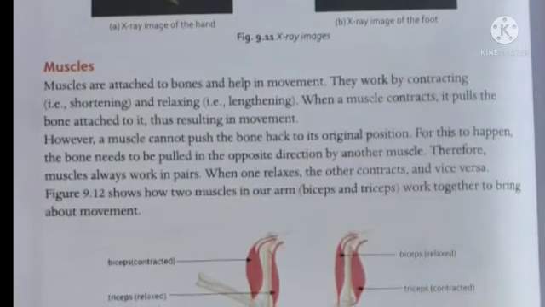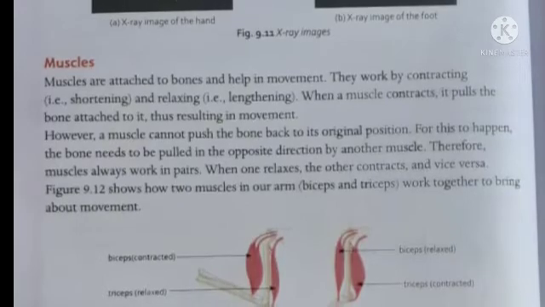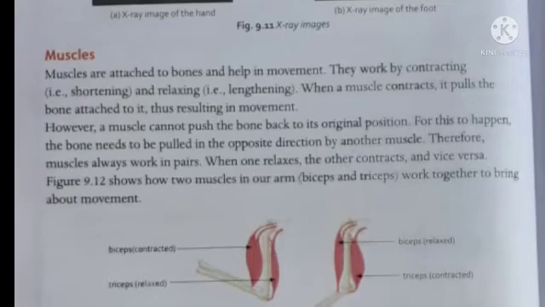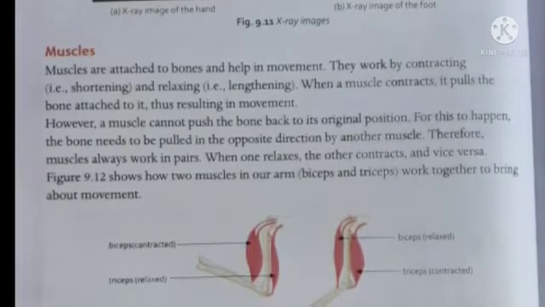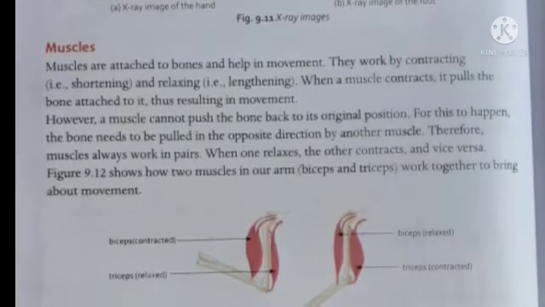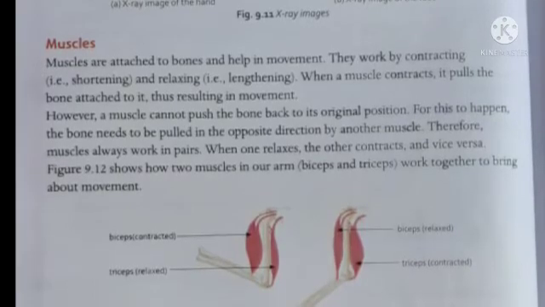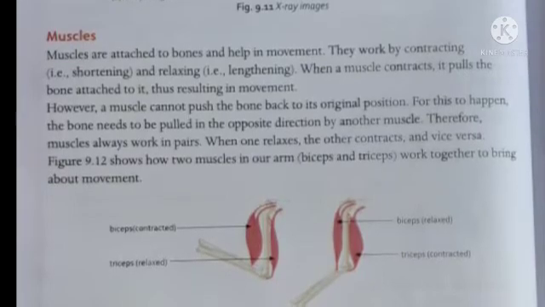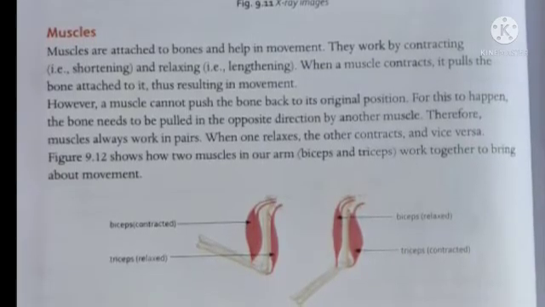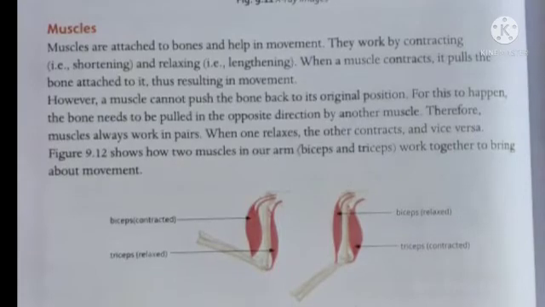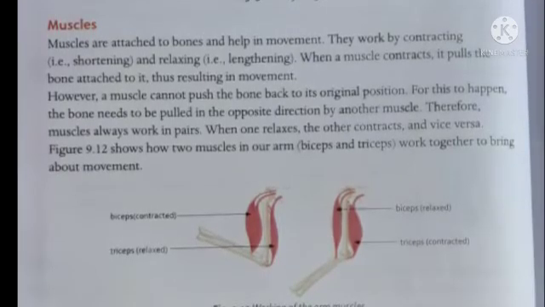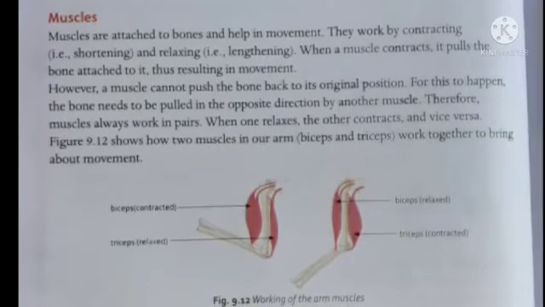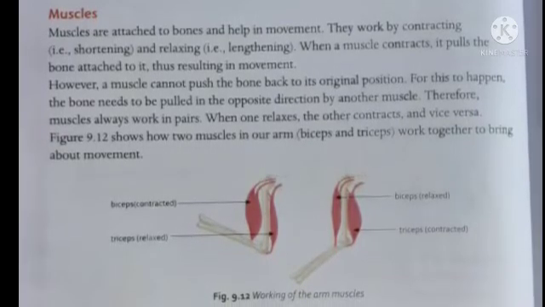When one muscle relaxes, the other contracts, and vice versa, which means when the other one relaxes, the first one contracts. So as you can see in figure 9.12, which shows how the two muscles in our arm work together to bring about the movement. The upper part of our arm is called biceps, while the lower part is called triceps, and they contract and relax so that our arm moves.